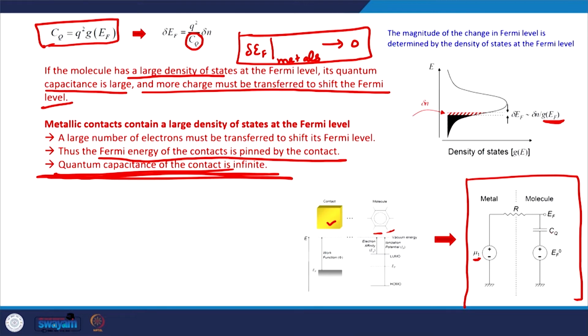The molecule is modeled by a voltage source where the voltage of this voltage source is equal to the Fermi level of the quantum dot without, or standalone Fermi level of the quantum dot without any external connections. Plus, in series we have a capacitor which is the quantum capacitance, and the junction between the contact and the molecule is modeled by a resistance.